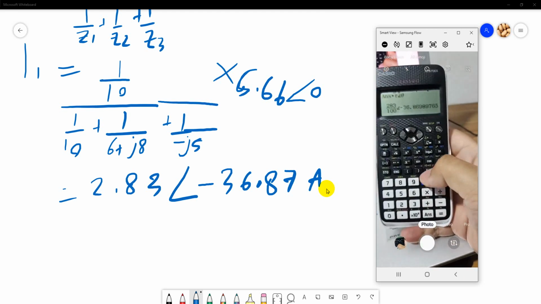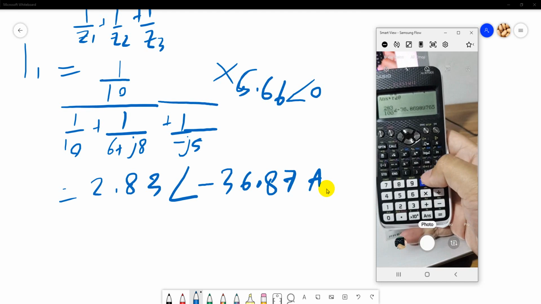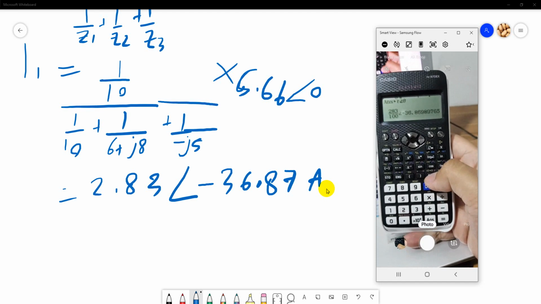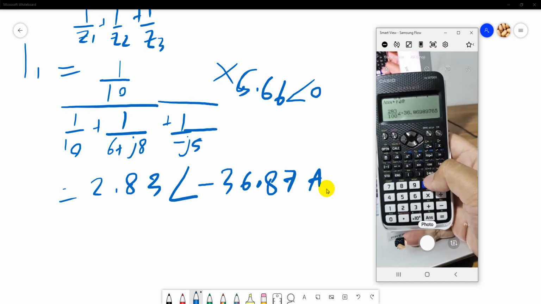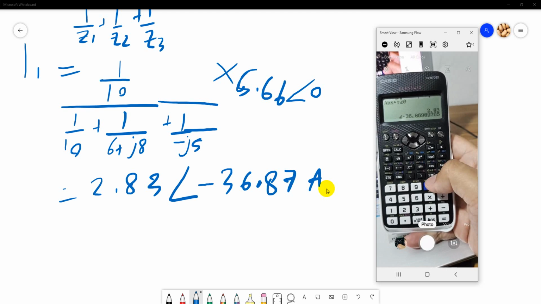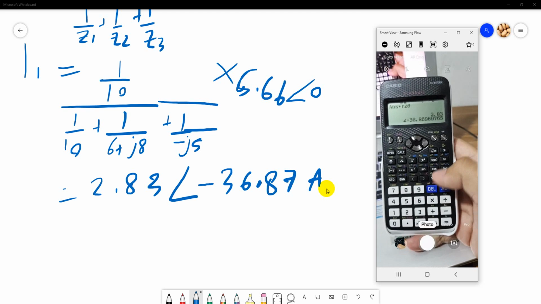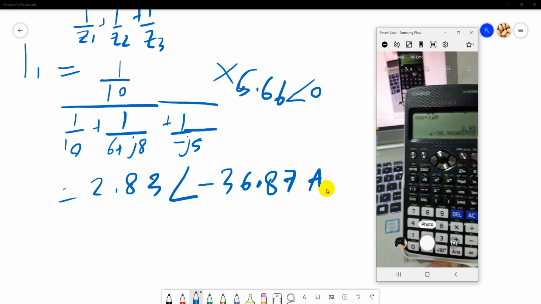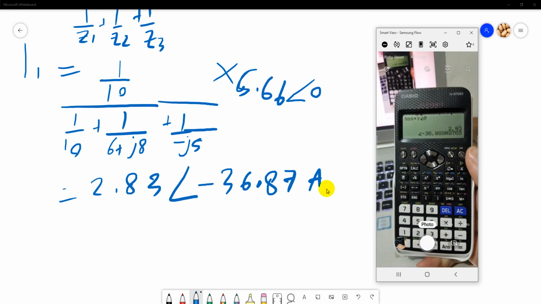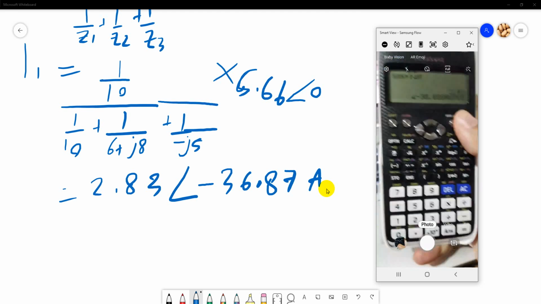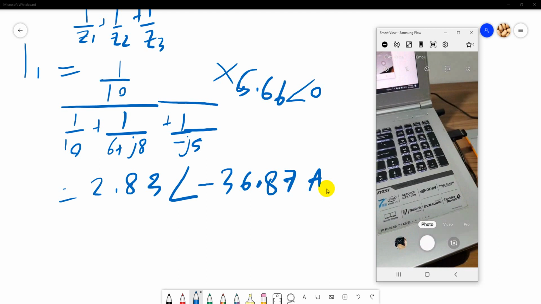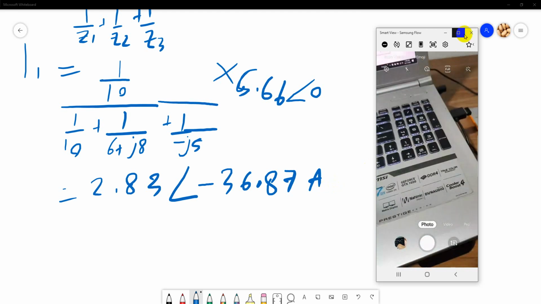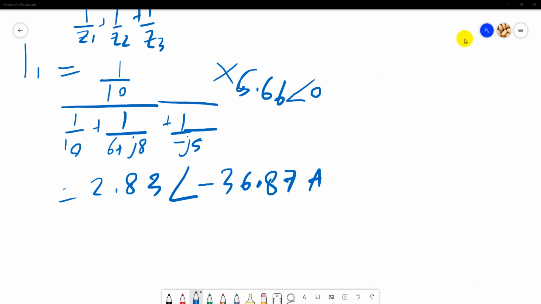And make sure you use this form, decimal point. So press SD, you get the decimal point, you get the same answer. That is for I1. How about I2?